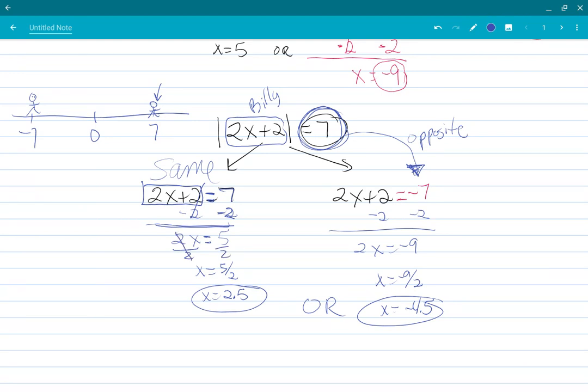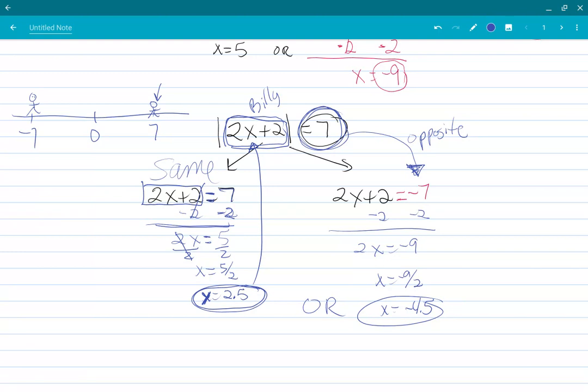And then you're like, hey, half of 5 is 2.5. So x is 2.5, which means if you plugged in 2.5 here, all of Billy would become 7, right? And he would be at 7.